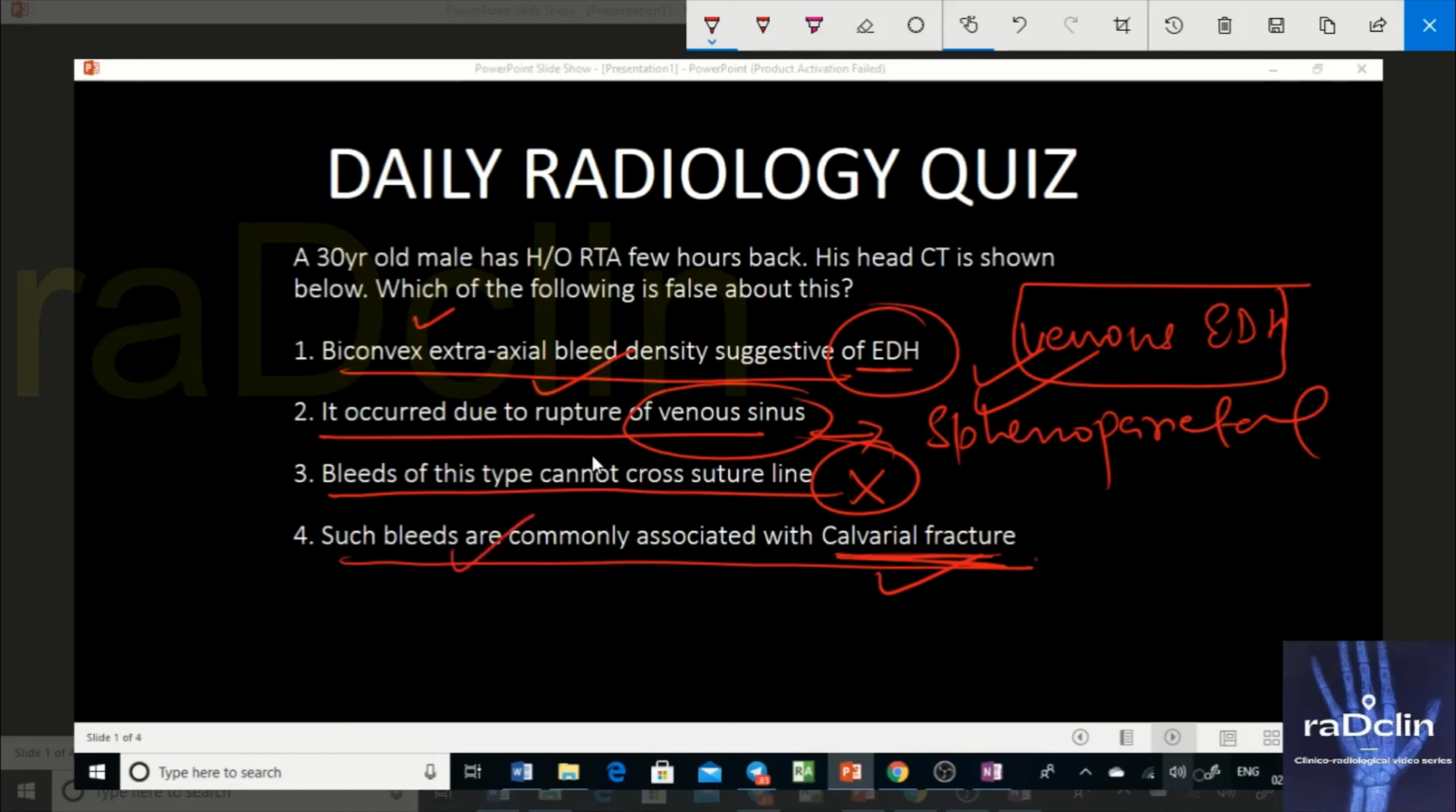So the only false statement here is that bleeds of this type cannot cross a suture line. That is the wrong answer, and that's what is asked in the question. So the false statement is this, and this becomes the answer to this question.